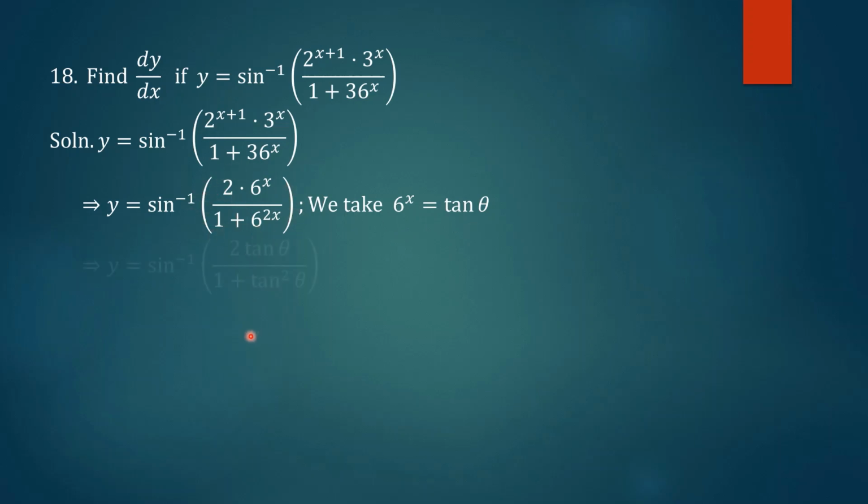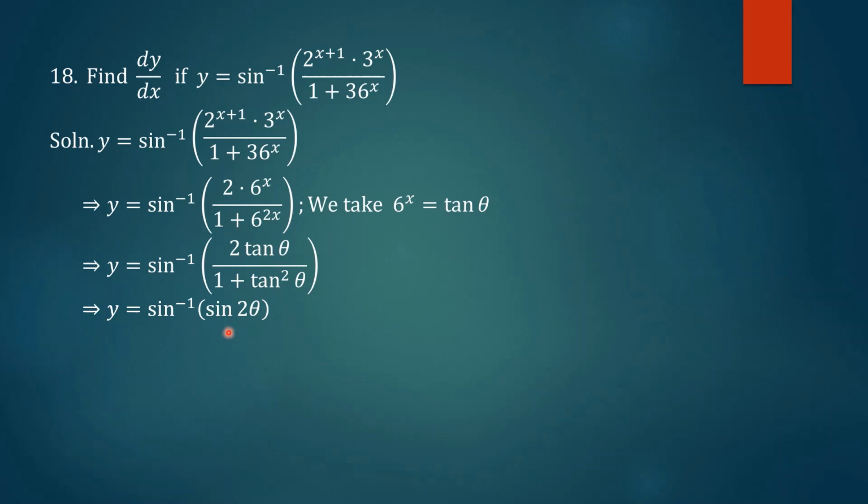Okay, so you see here y is equal to sine inverse 2, this is taken as tan theta, convenient substitution, so 2 tan theta divided by 1 plus, it is 6 to the power x is tan theta whole square, so tan square theta. Now you think about this expression, 2 tan theta divided by 1 plus tan square theta, is it not equal to sine 2 theta? Yes, so we put that there. y is equal to sine inverse of sine 2 theta. Okay, then sine inverse and sine will eliminate each other.